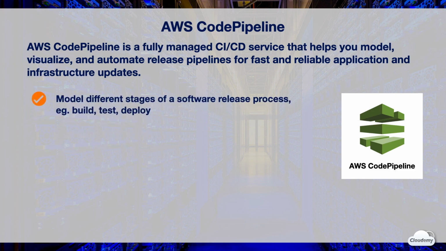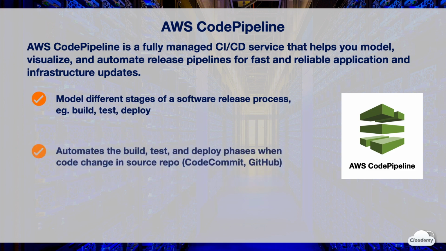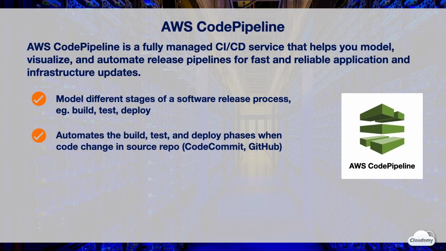You can quickly model and configure different phases of the software release process, such as the build, test, and deployment stages. CodePipeline automates build, test, and deployment phases of the release process, triggered by changes in your CodeCommit or GitHub repository.